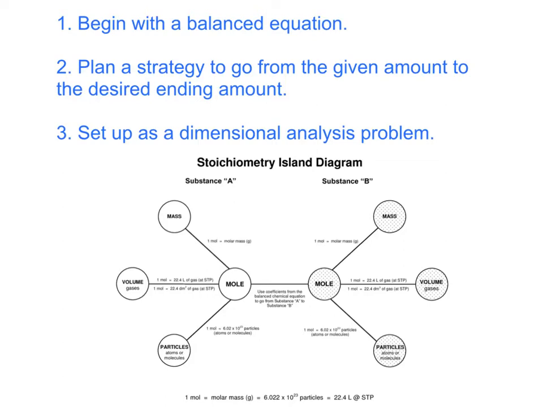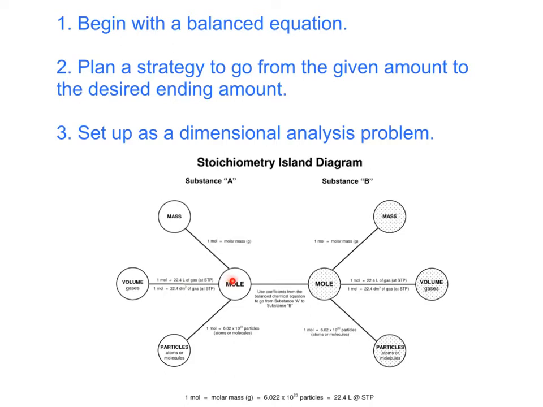You have to begin, as in all stoichiometry, with the balanced chemical equation, so that you know what the relationships are between the reactants and products. And then you have to plan a strategy to go from the given amount to the desired ending amount. And to do that, we use this mole island that we have posted in the room. So then it ends up being a dimensional analysis problem. The kind of problem we're going to focus on today, you're going to get a mass of some substance, whether it's a reactant or product.